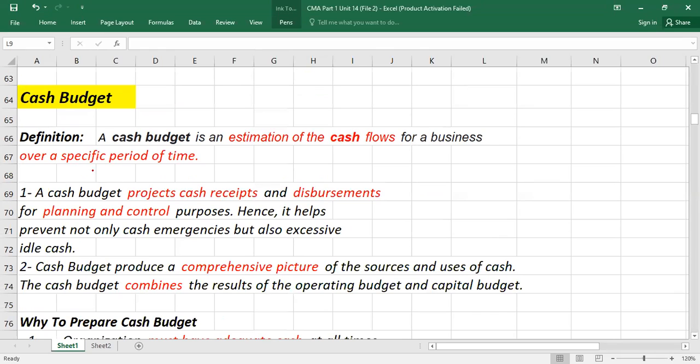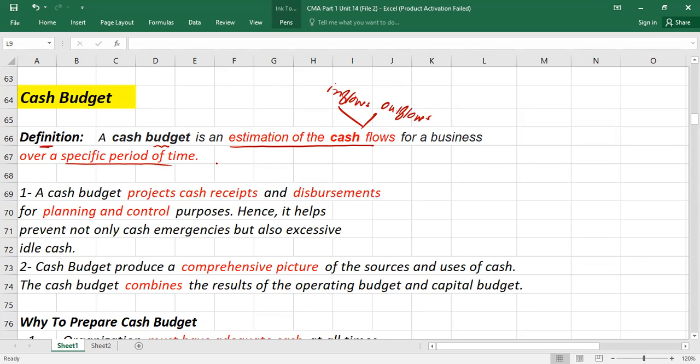First of all, we have a definition of cash budget. What is a cash budget? A cash budget is an estimation of cash flows. Cash flows mean cash inflows and cash outflows. We will predict for the future, for a specific period of time, because mostly a cash budget is prepared for up to one year or less. Maybe even for two months, three months, one quarter, or two quarters.